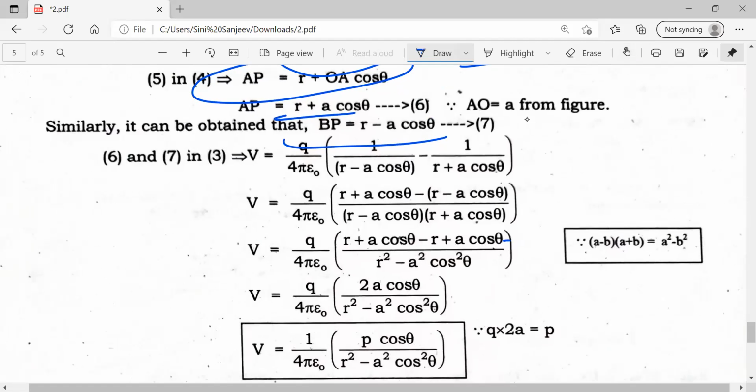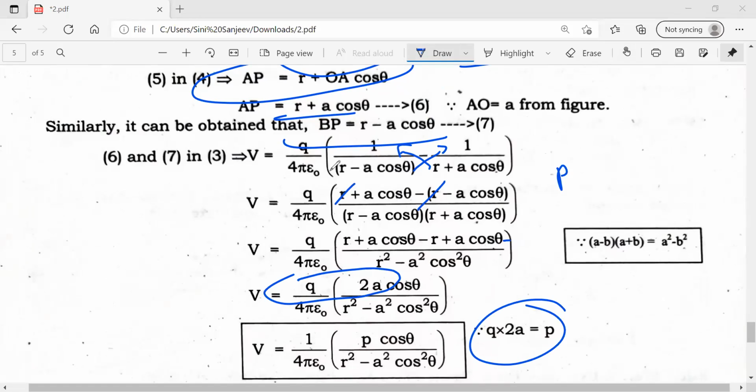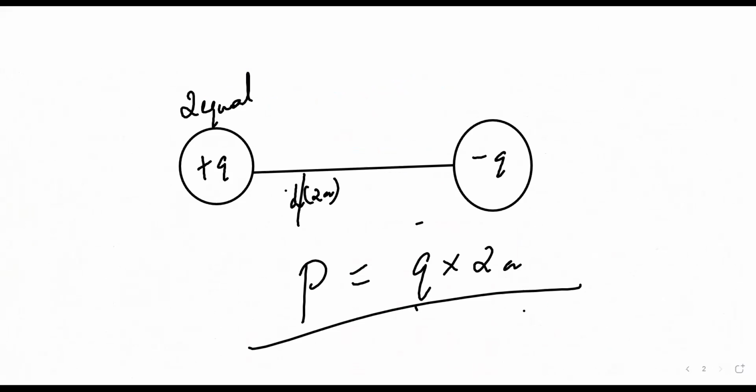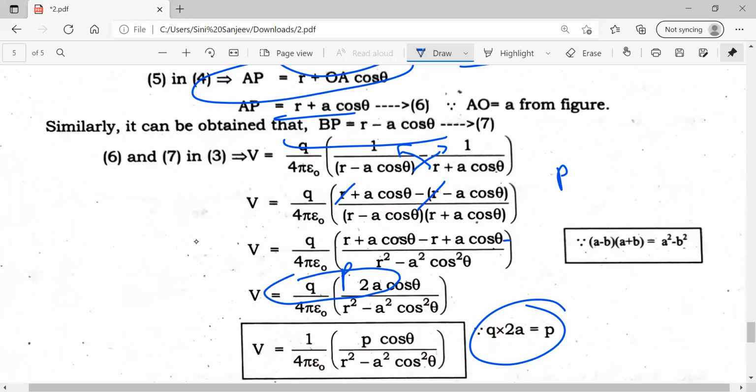Then we take the LCM of this, so similar terms can cancel. For example, minus R and plus R get cancelled, and this will become 2A. The most important thing is, what is Q into 2A? Dipole moment. That's what I was explaining in the beginning. P is equal to Q into 2A. So instead of Q into 2A, I can substitute P here: P cos theta by R square minus A square cos theta.